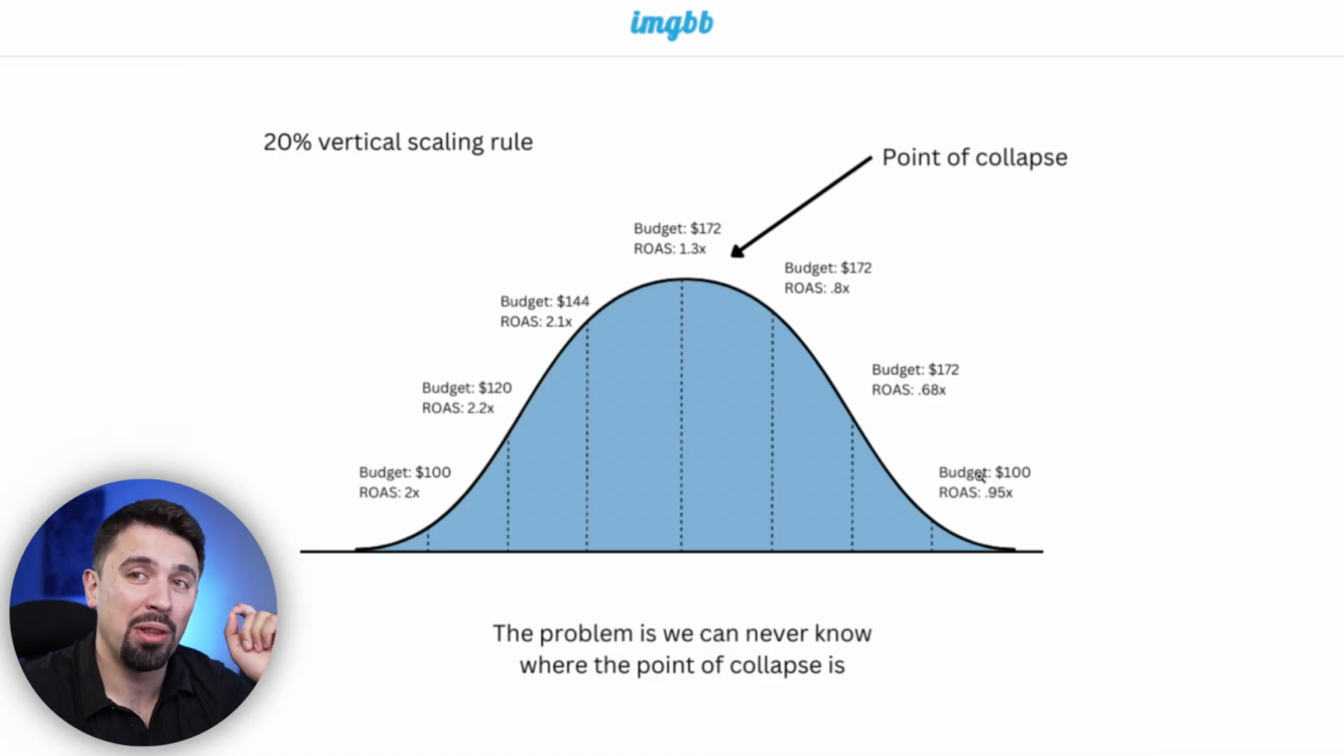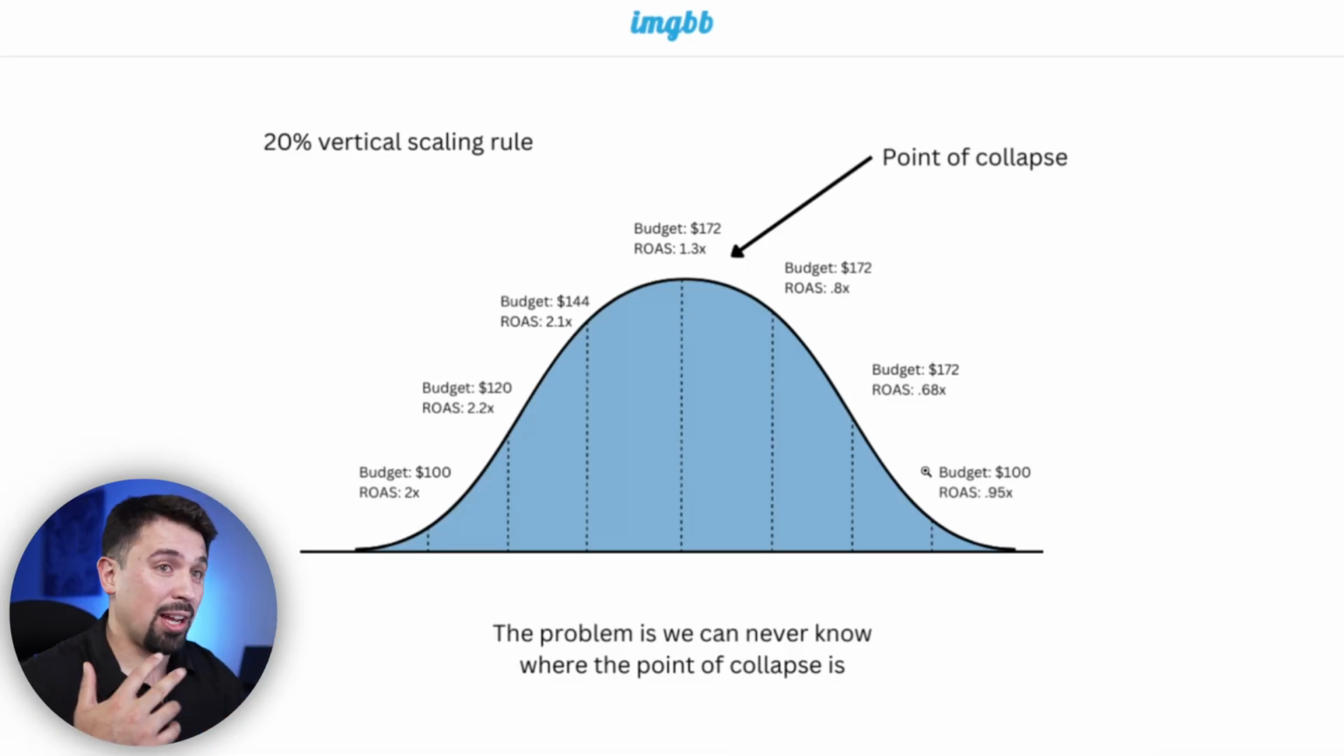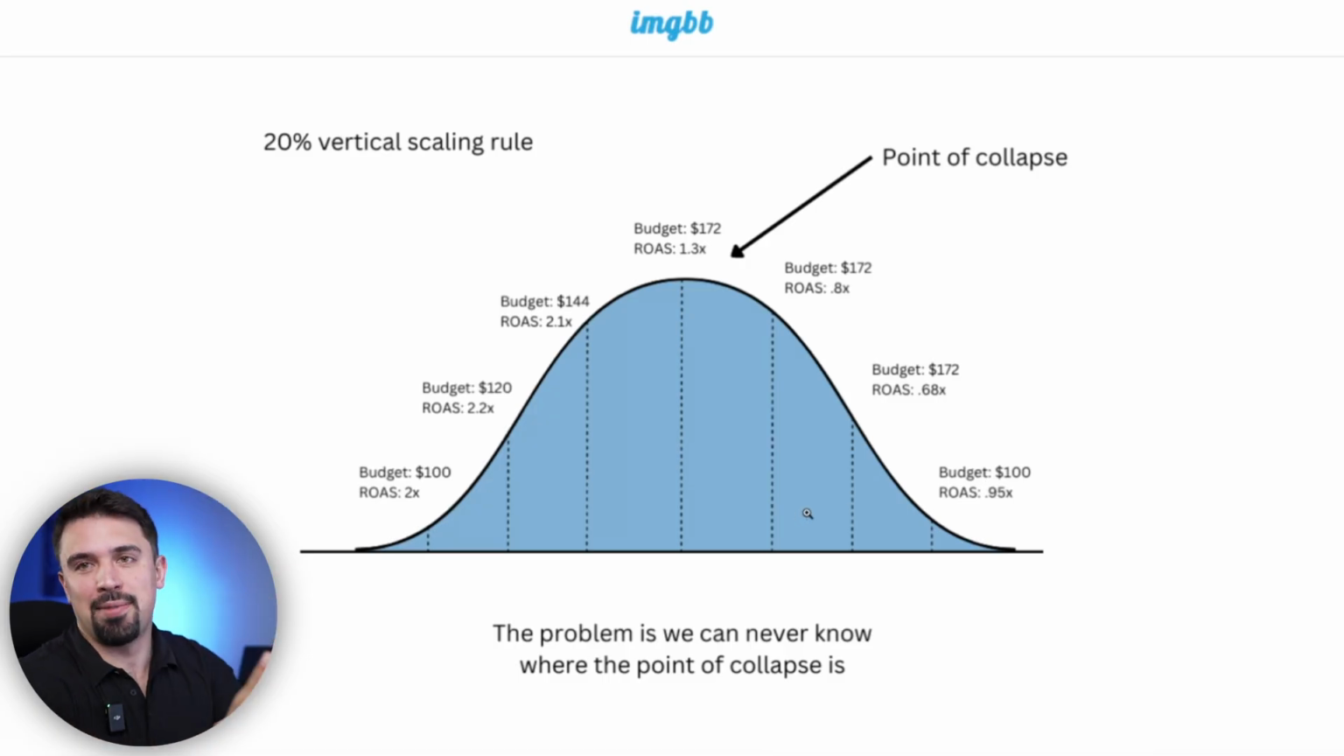And the problem with vertical scaling is you don't know where that point of collapse is, okay? You never know. It's like you're walking up to the edge of a cliff blindfolded. Maybe there's a pot of gold at the edge of the cliff, but you don't know where the edge is. So you're walking, you're getting closer to the money, but then ultimately you fall off and collapse your campaign. So this is my beef with the 20% rule. It can give you this false sense of security and then cause you to actually break something that was working, okay? So you have to be aware of this.